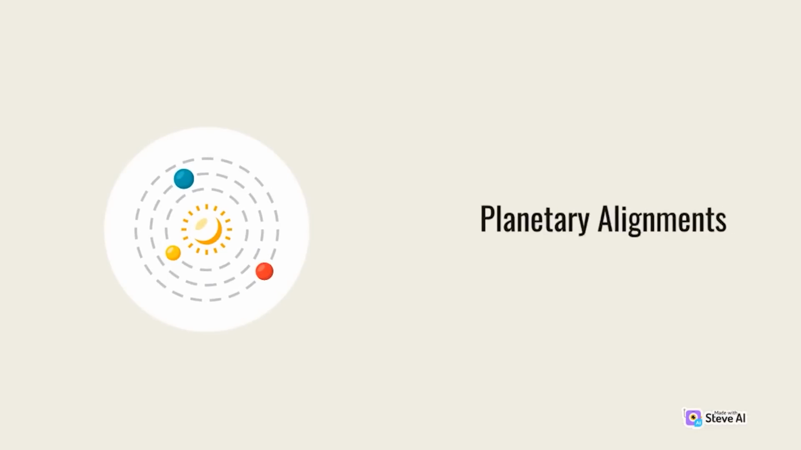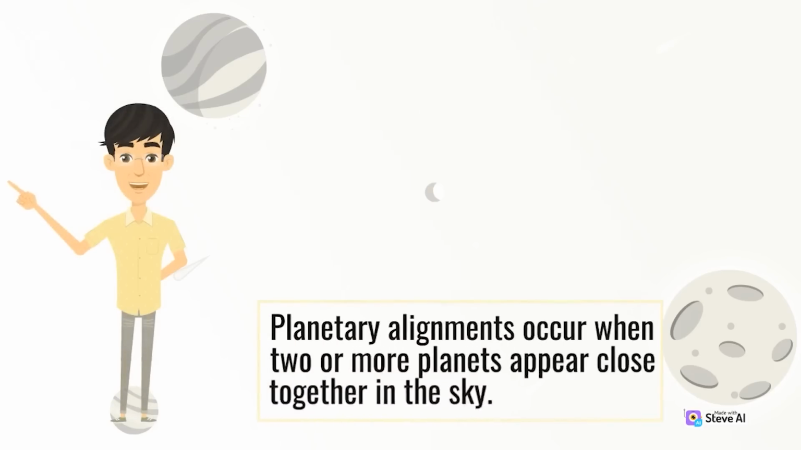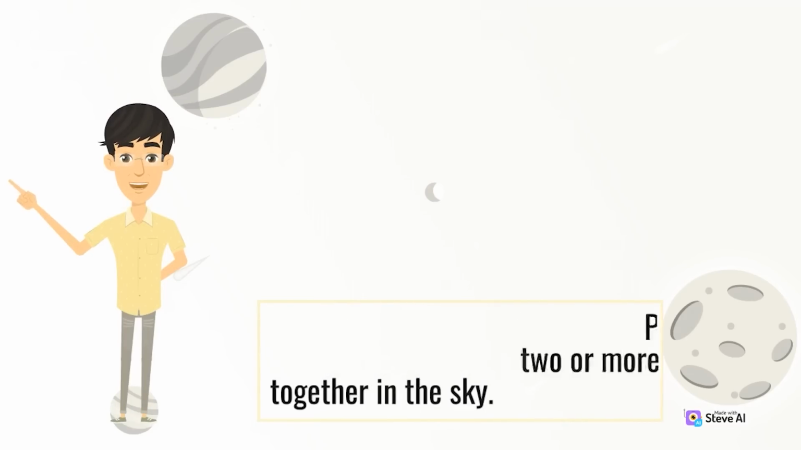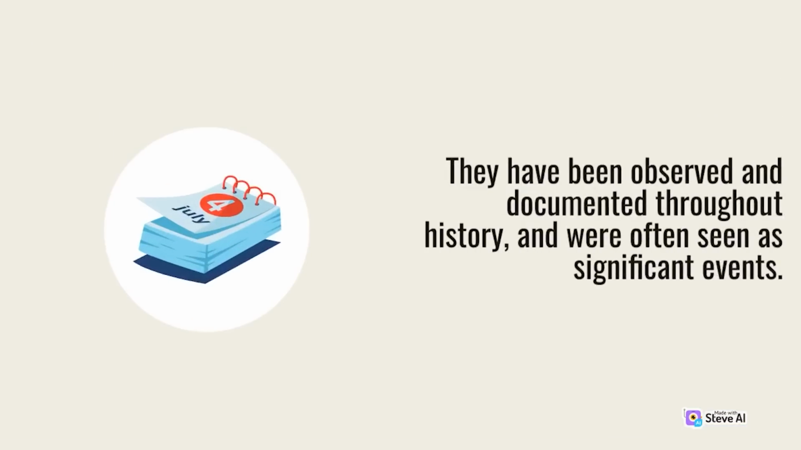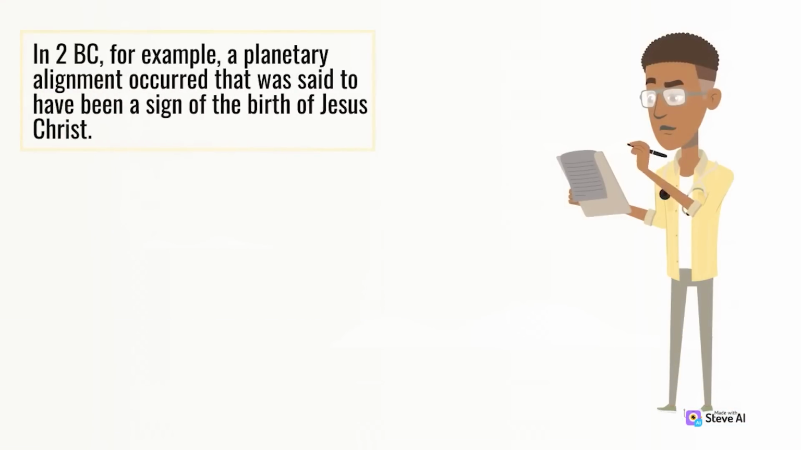Planetary alignments. Planetary alignments occur when two or more planets appear close together in the sky. They have been observed and documented throughout history, and were often seen as significant events. In 2 BC, for example, a planetary alignment occurred that was said to have been a sign of the birth of Jesus Christ.